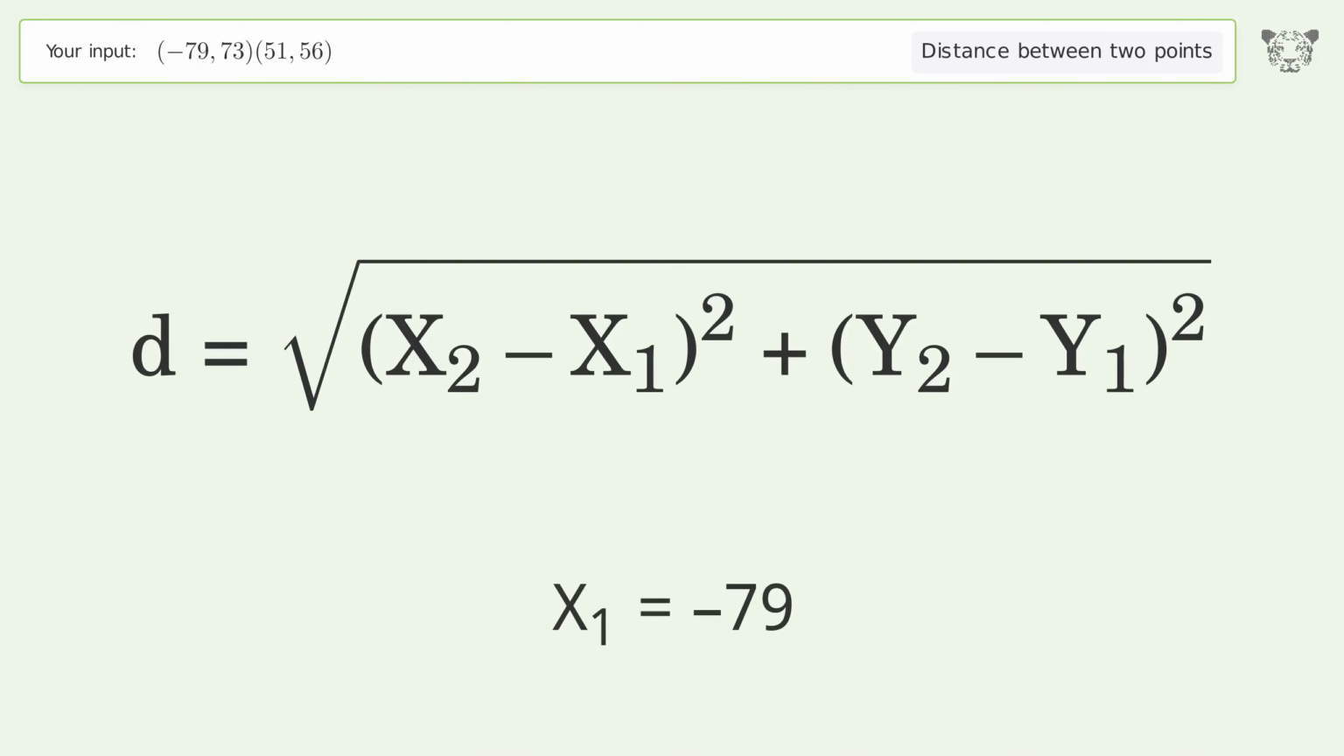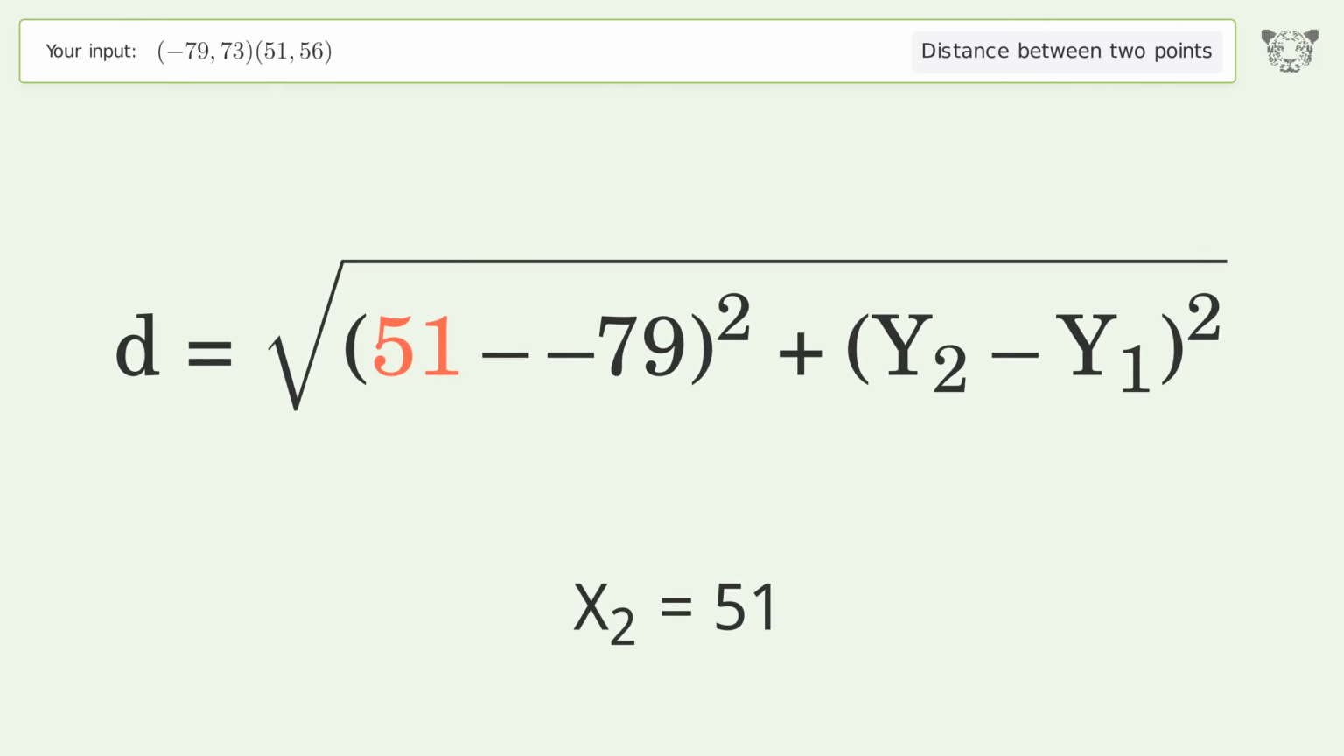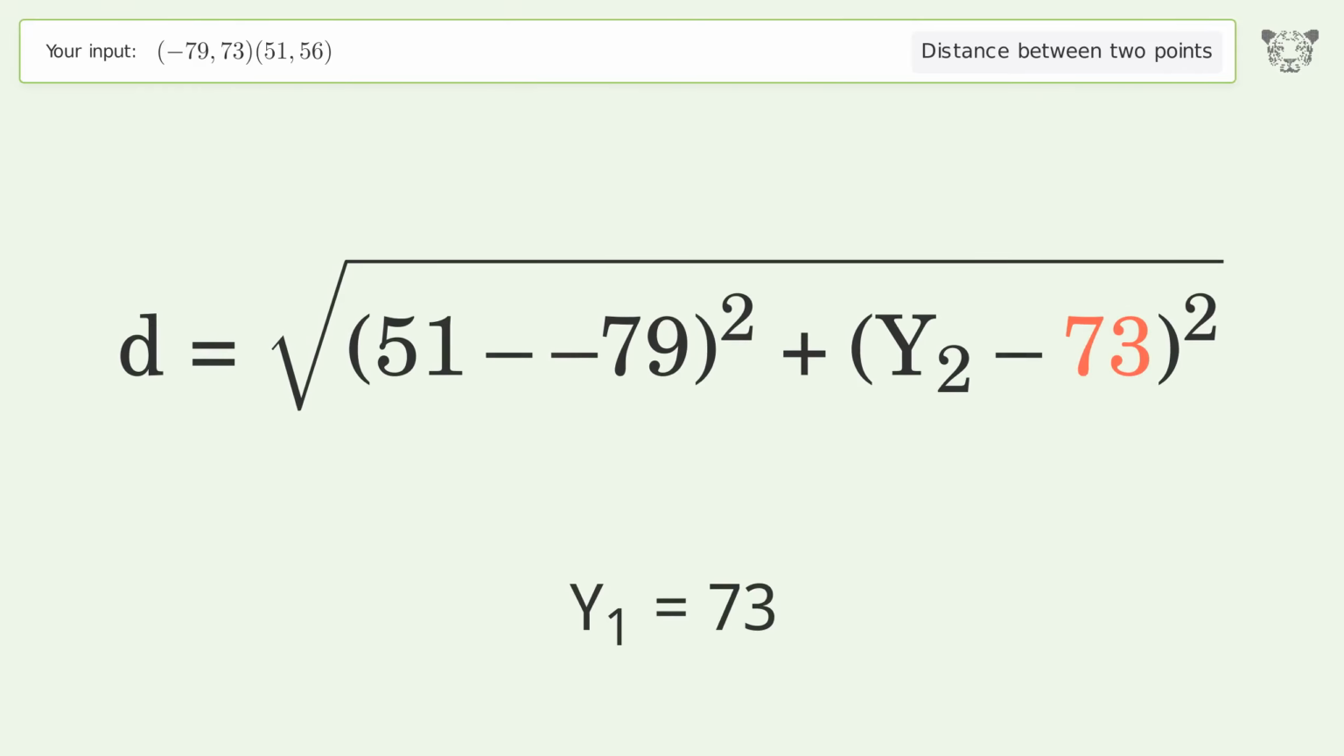x1 equals negative 79. x2 equals 51. y1 equals 73. y2 equals 56.